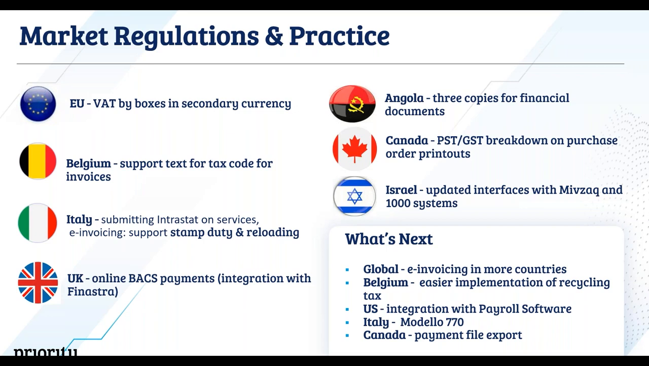In Belgium, we added support for adding free text to tax codes that are displayed on all types of sales invoices. In Italy, we now support submitting into Strat on services, and for e-invoicing, we added stamp duty and reloading support. In the UK, we added the ability to make vendor payments using 3-day backs, using an integration with Finastra. In Angola, you can now generate 3 copies of invoices and receipts automatically. In Canada, we now display the PST and GST breakdown of purchase order printouts.